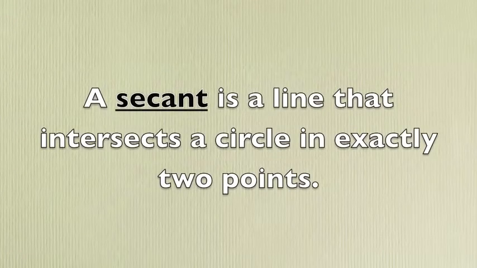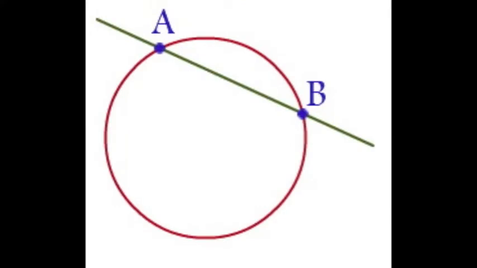A secant is a line that intersects a circle in exactly 2 points. In this picture, it shows a secant, AB, through the circle.